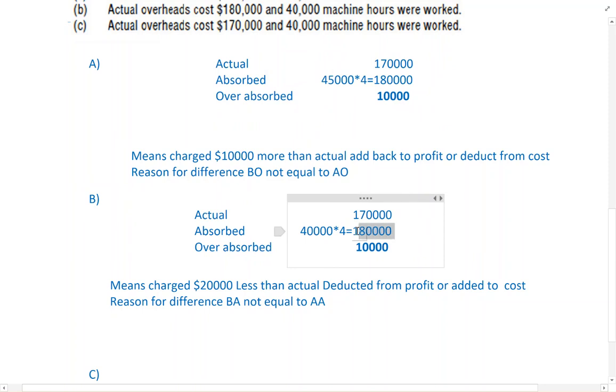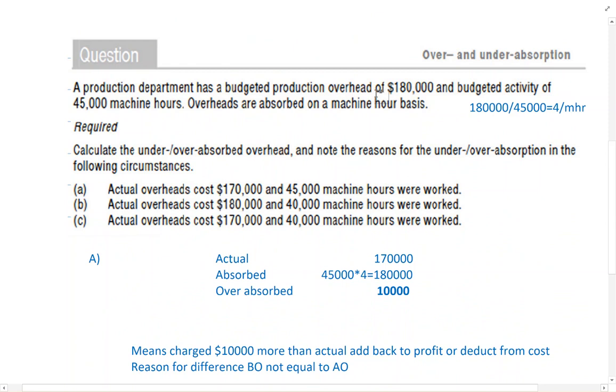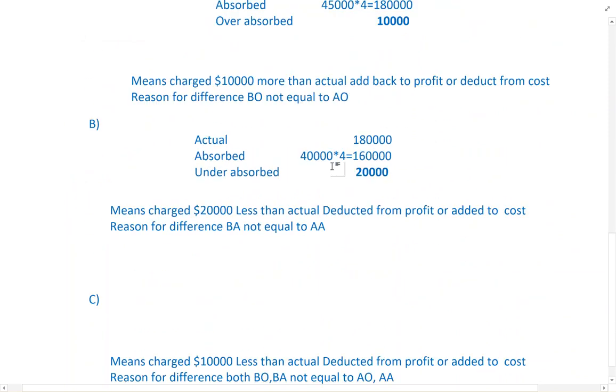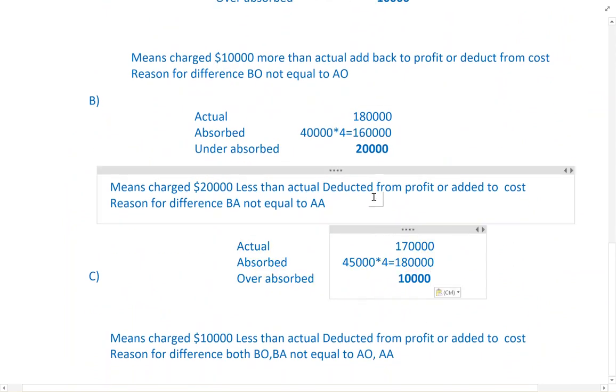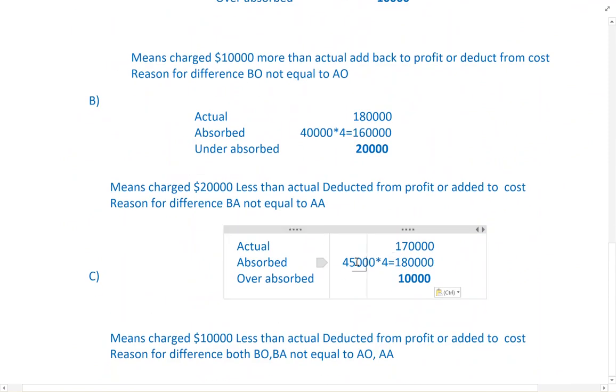Activity is 40,000. That means we will have 160,000 and 180,000 overheads is incurred. So we have 20,000 under absorbed in this situation. Now, overheads is the same as budgeted, but activity is not the same as budgeted. Let's look at the third one. Activity is 40,000. That means 160,000. Overheads is 170,000. So we have 10,000 under absorbed.